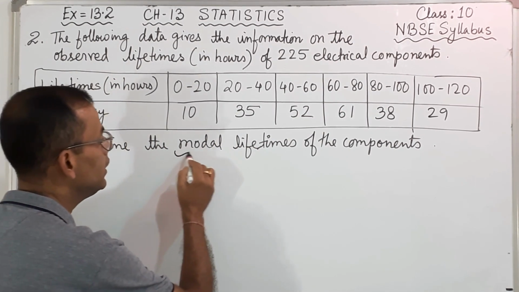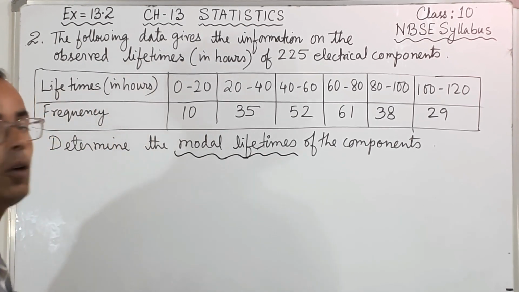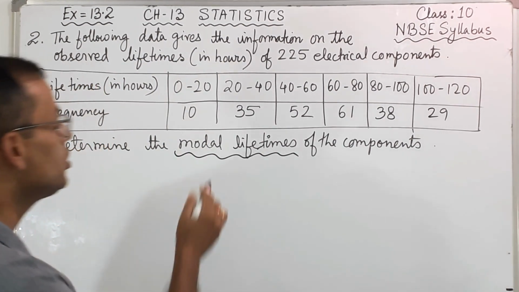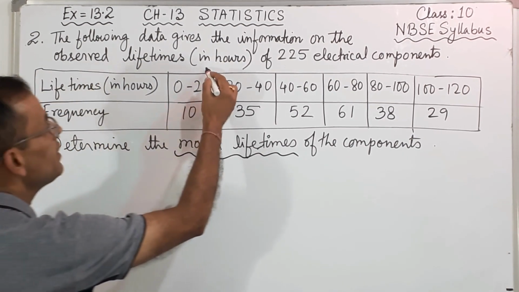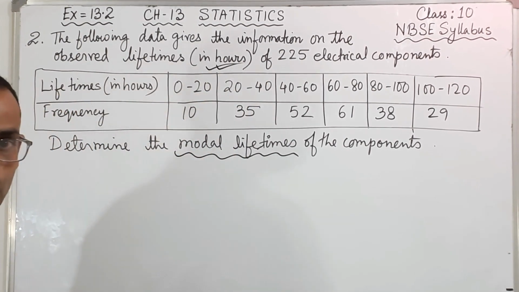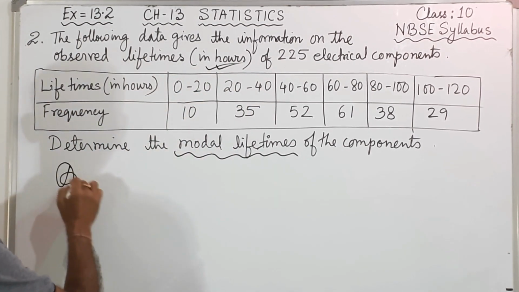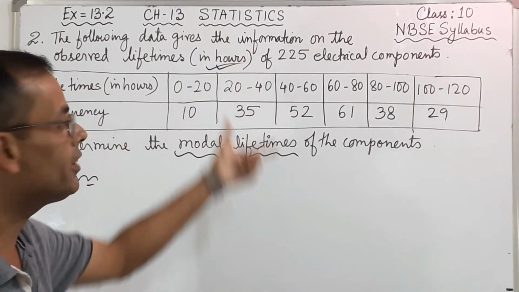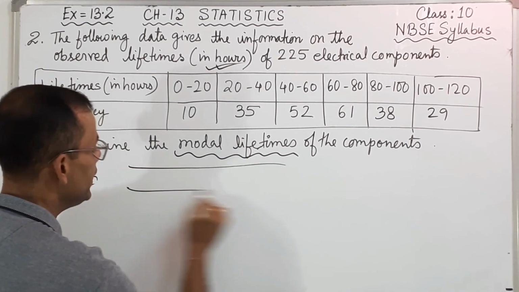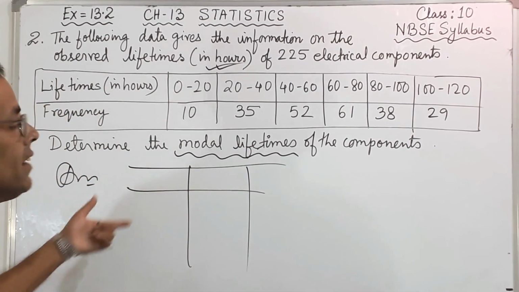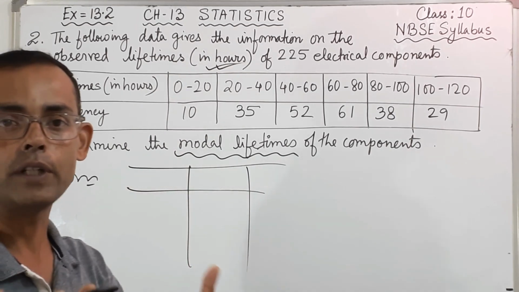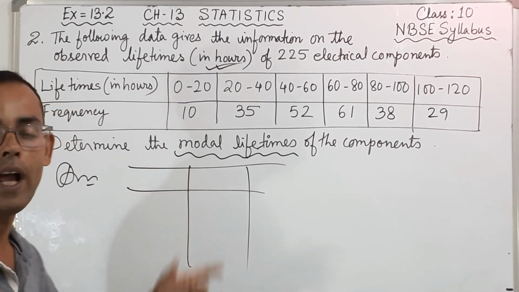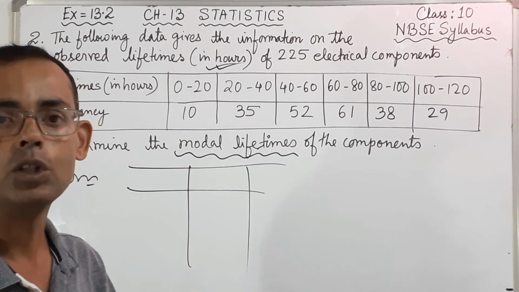Then what it is telling? Determine the modal lifetimes of the components. You have to find out the modal, meaning the mode. When you find the mode, obviously the answer will be in hours. Now how will you find it? This chart is given in 2 rows and several columns. We will convert it into 2 columns and several rows. So take out your notebook and make the columns in this way, and I will also do it, and then we will start solving the sum together.